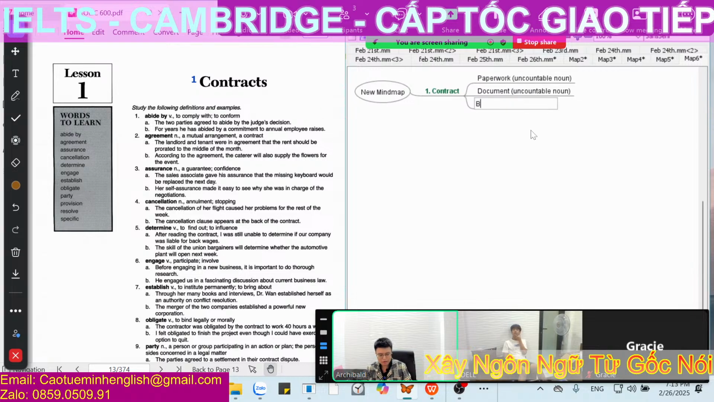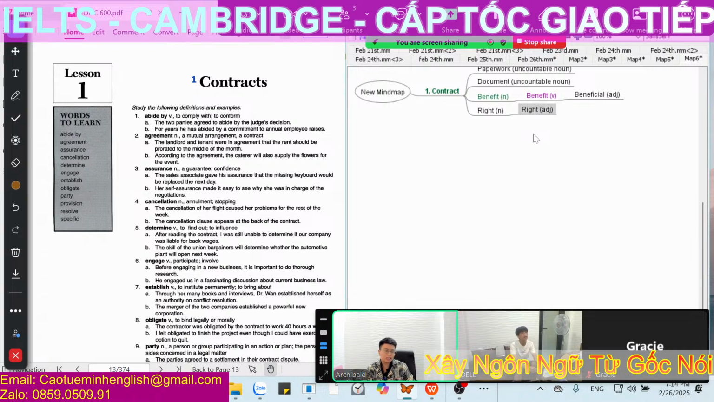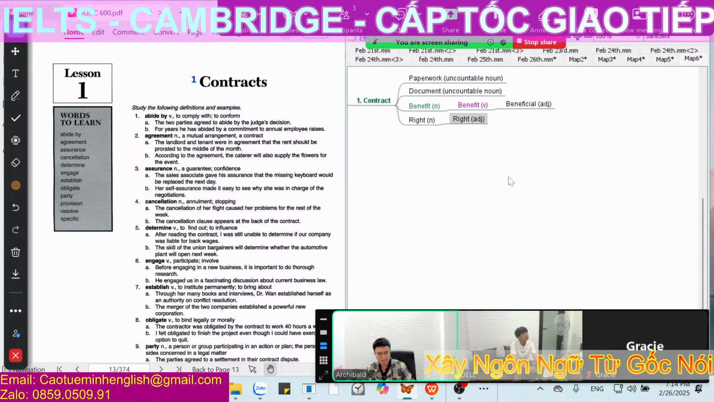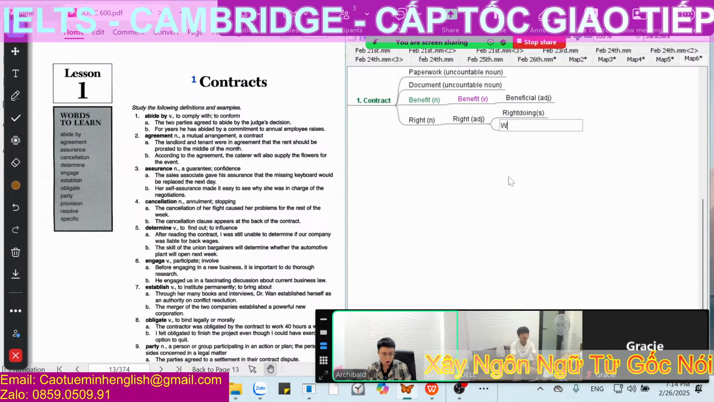First, okay, please think of your benefit. Benefit, noun, benefit, verb, and beneficial. Beneficial, an adjective in English, right? And the next word, that is right. Right is a noun. Right is also an adjective. And some people are gonna say the right doing and the wrongdoing. That is a noun in English, like something like this, rightdoing or wrongdoing.